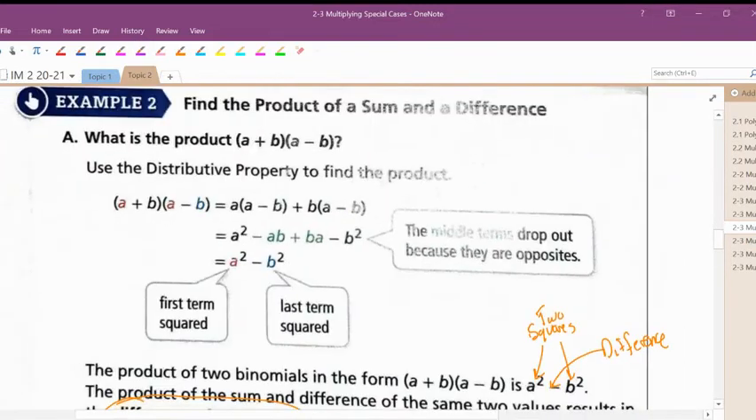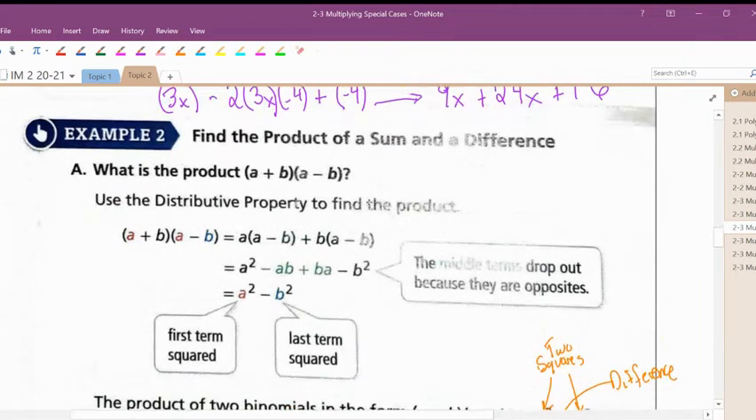So this is kind of getting into what we just did on the product of a sum and a difference. So what is the product of a plus b times a minus b? Exactly what we just did, oh no, not quite the same because it's not a square. One's a plus, one's a minus. So if we're going to multiply them together, it'll be a times (a minus b) and b times (a minus b). So we distribute those terms.